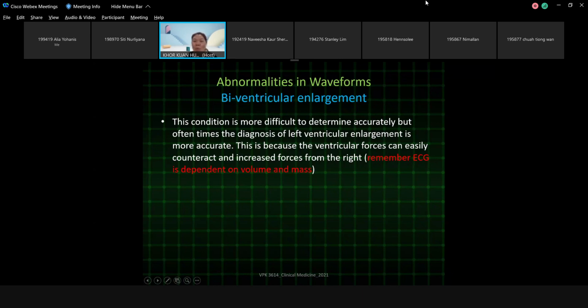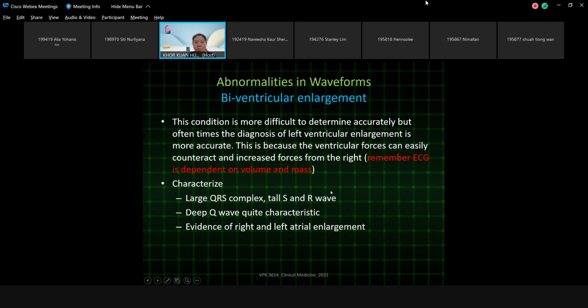So that's why even if you have a right ventricular enlargement, it will still tell you a left axis deviation. So that's what it means by it's inaccurate. The left ventricular force can easily counteract the increased force from the right. So you have to remember ECG is dependent on volume and mass. So for biventricular enlargement, ECG is not useful.